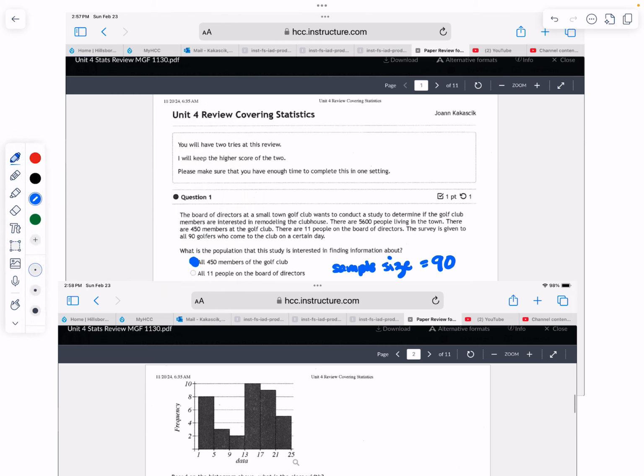I'm seeing if I can make this even smaller. Yeah, make it tiny. Okay.